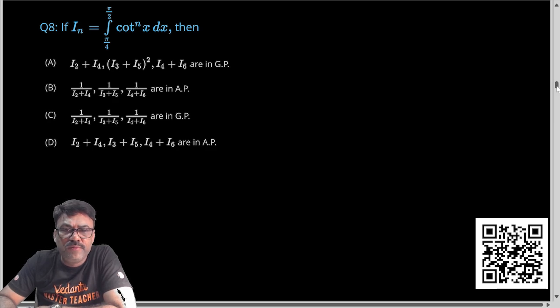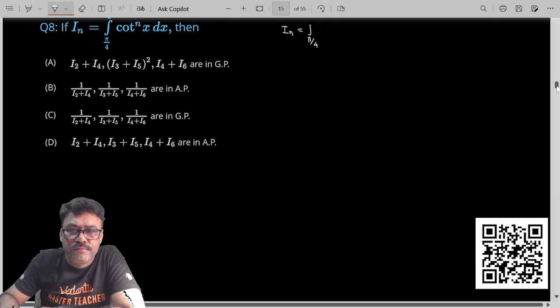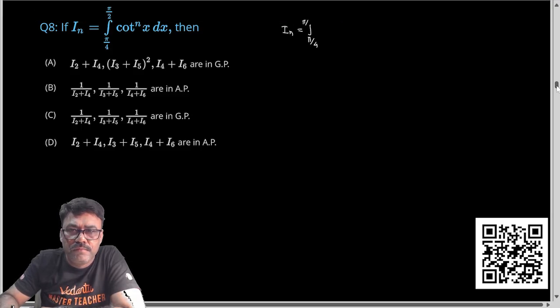In is the integral from pi by 4 to pi by 2 of cot raised to n x dx. And then they are asking which option is correct here. So see, I can write In as the integral from pi by 4 to pi by 2. Cot raised to n x can be written as cot raised to n minus 2 x into cot square x, and cot square x can be written as cosecant square x minus 1.